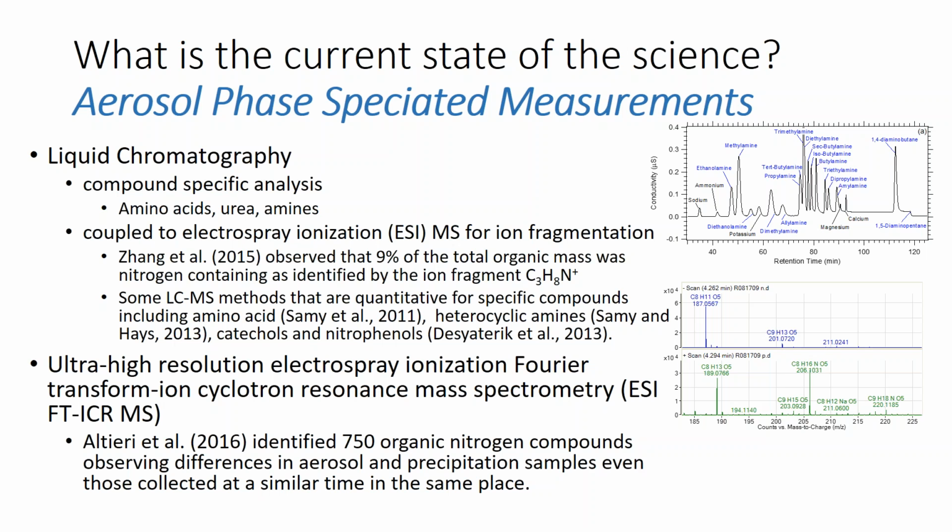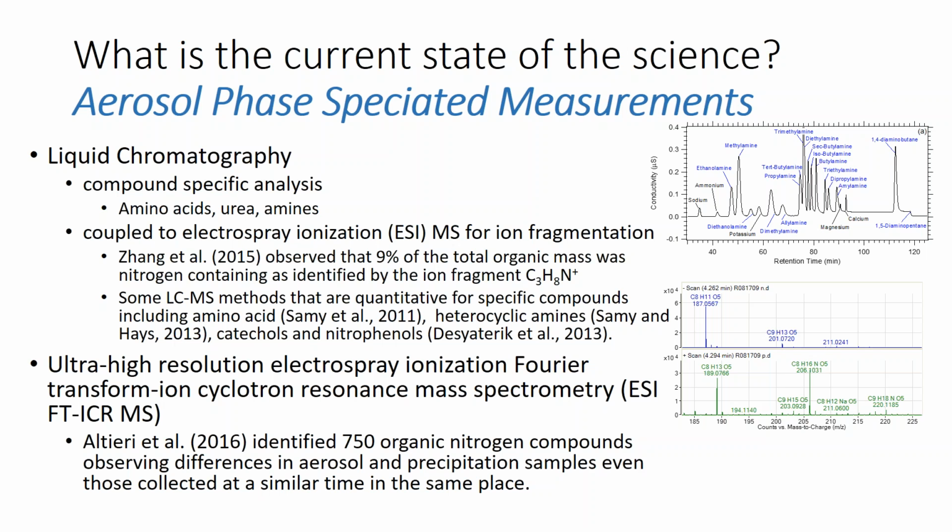Separation on the top of that figure there shows an amine separation that we've developed at CSU in our lab. We can also couple liquid chromatography to electrospray ionization mass spec technique, where you separate compounds and maybe you don't know exactly what they are, but based on some of their characteristics, they get separated, and then you can fragment them, and you get a mass spectrum where you can then at least get the elemental formula, and then you can try to figure out maybe what the sources are. There are some quantitative methods for things like amino acids, heterocyclic amines, and catechol and nitrophenols, but depending on your ionization source, it can be hard to quantify these well.